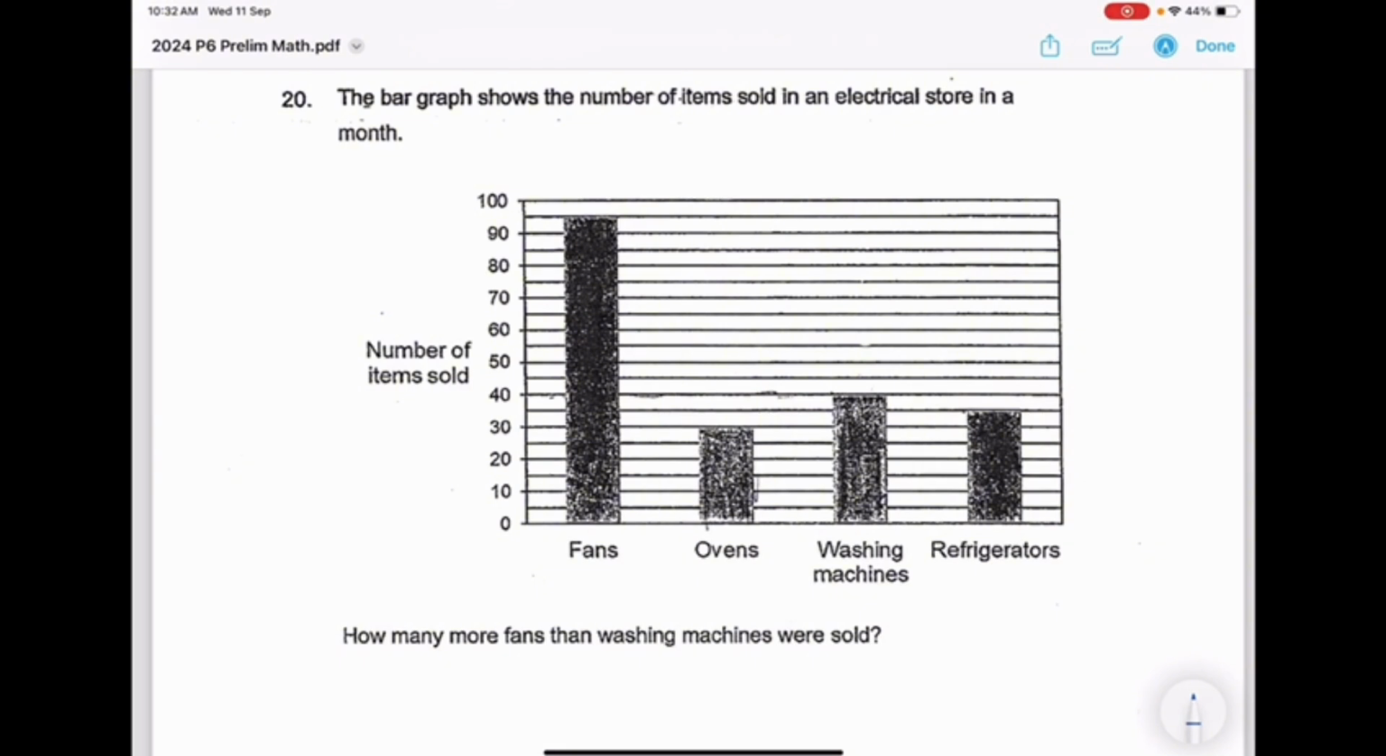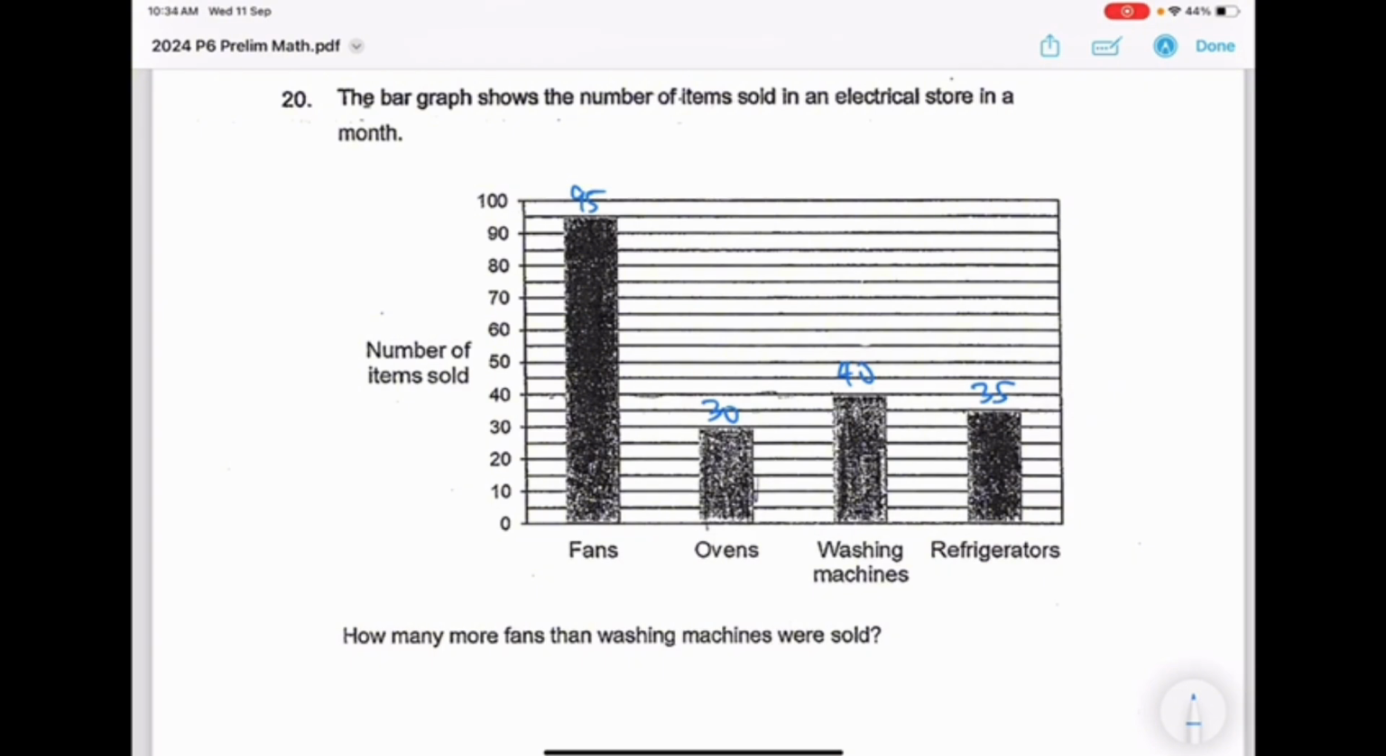Moving on to question number 20, we're going to read the question together. The bar graph shows the number of items sold in an electrical store in a month. Let's look at the bar graph together. For fans, you can see that the bar graph ends between 90 and 100. So the number of fans that were sold is 95. For ovens, it's at 30. Washing machine at 40. And refrigerators at 35.